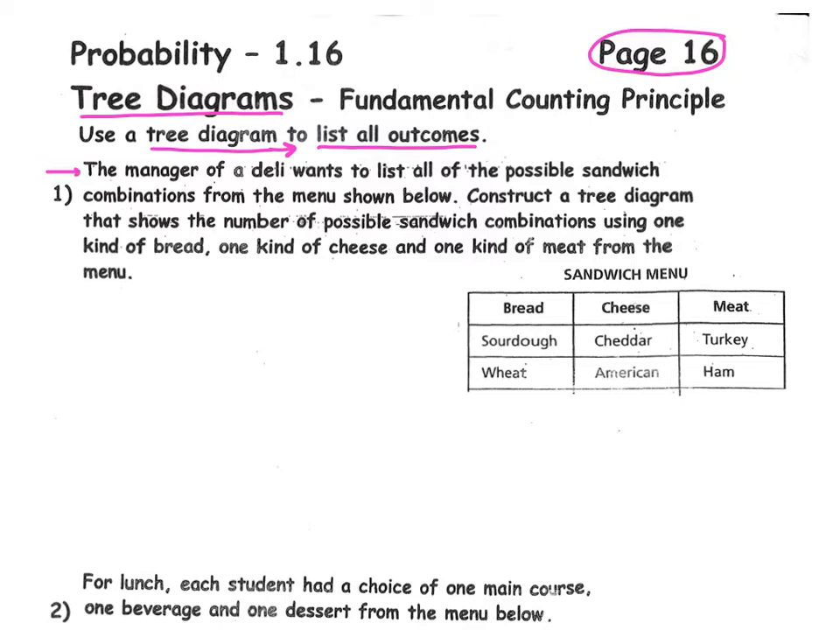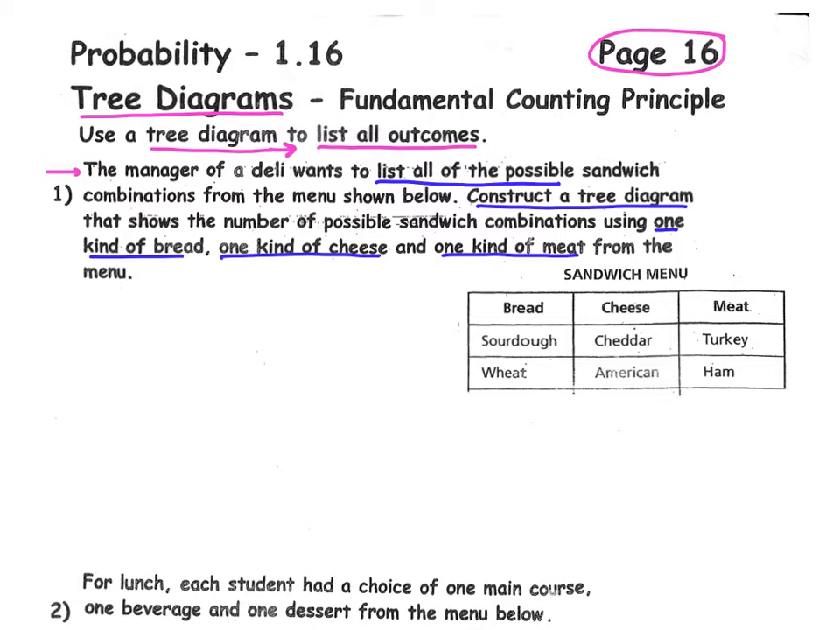Problem number 1. It states the manager of a deli wants to list all possible sandwich combinations from the menu shown below. Construct a tree diagram that shows the number of possible sandwich combinations using one kind of bread, one kind of cheese, and one kind of meat from the menu.